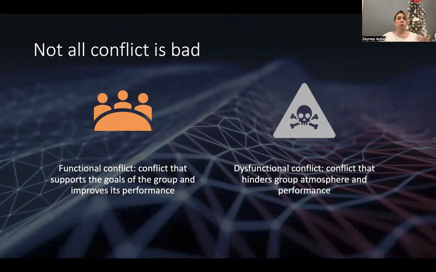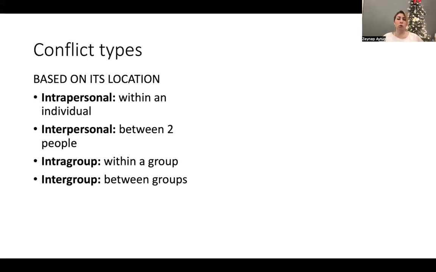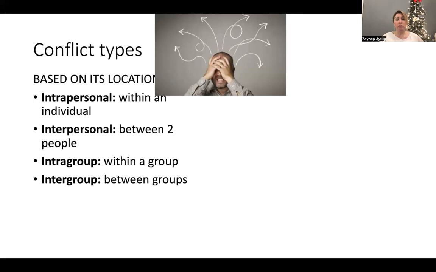Before we explain what is a functional, what is a dysfunctional conflict further, let's talk about different conflict types. Based on its location, where the conflict is, we can talk about 4 different types of conflict. One of them is intrapersonal. You have different ideas or different projects that you are torn between. We call it intrapersonal conflict.